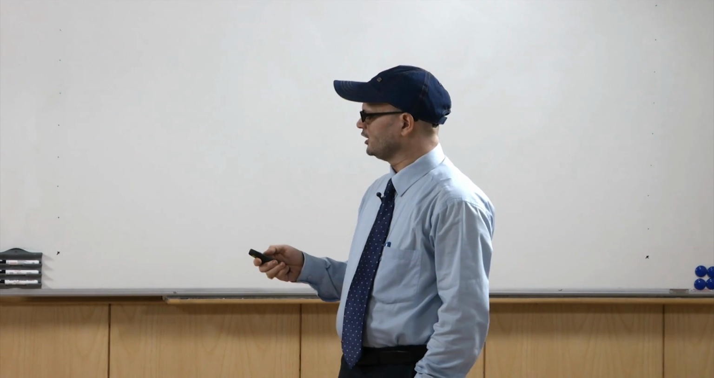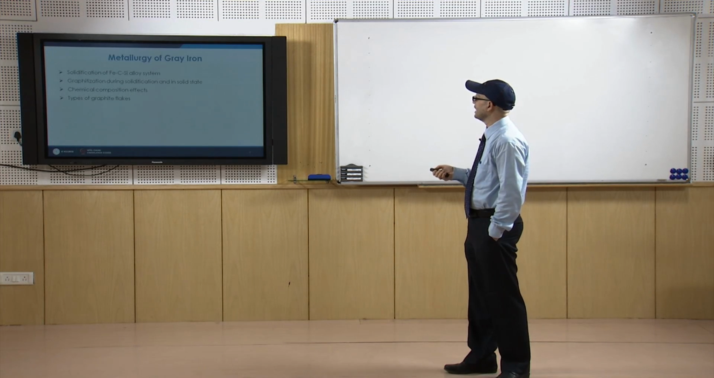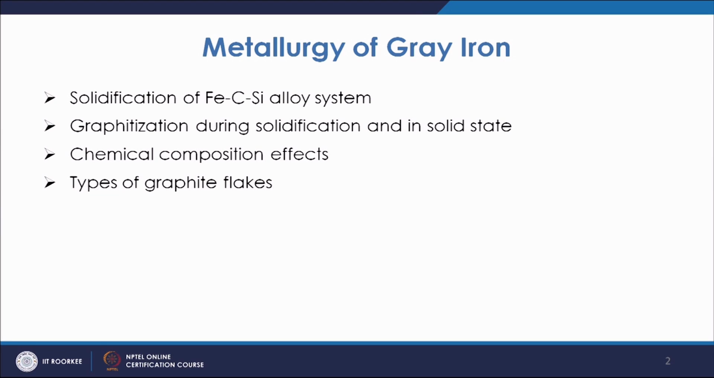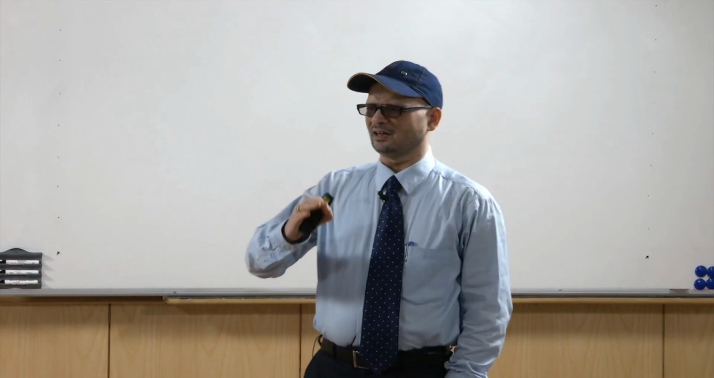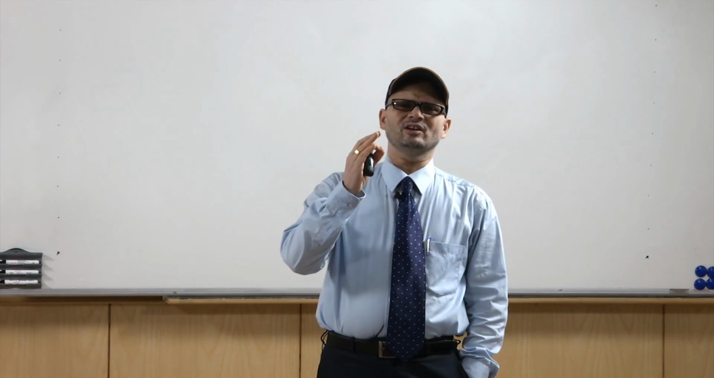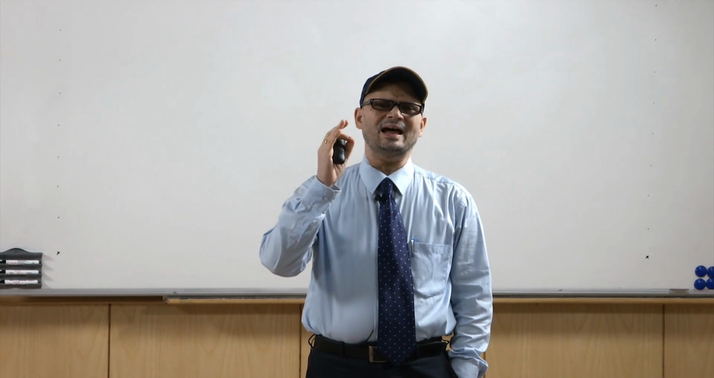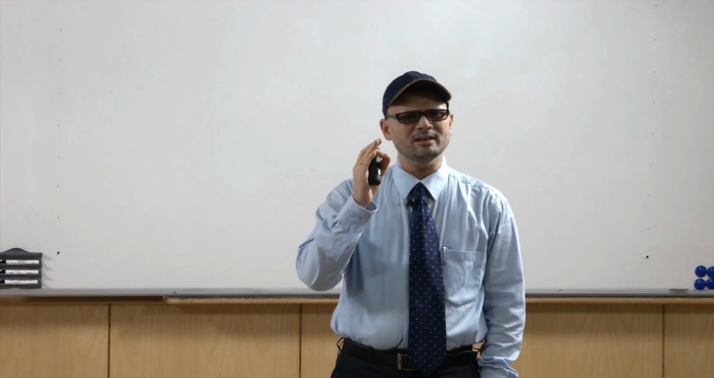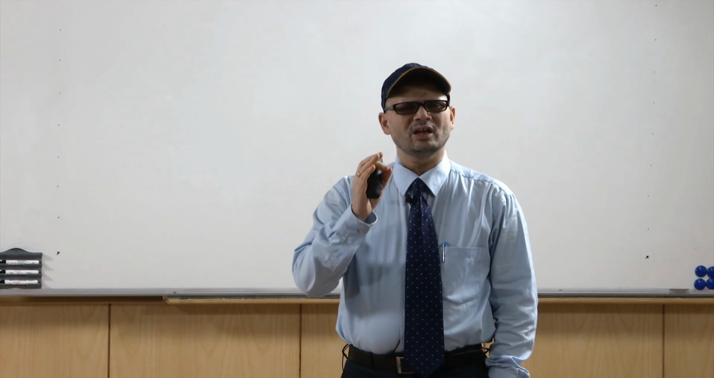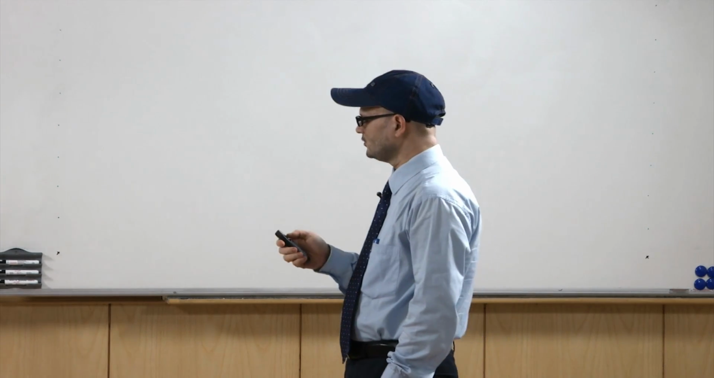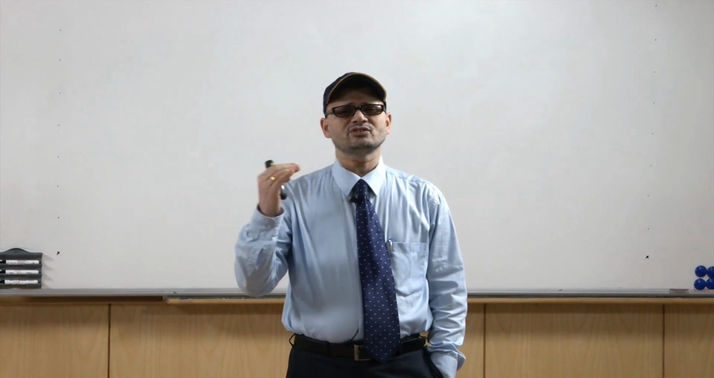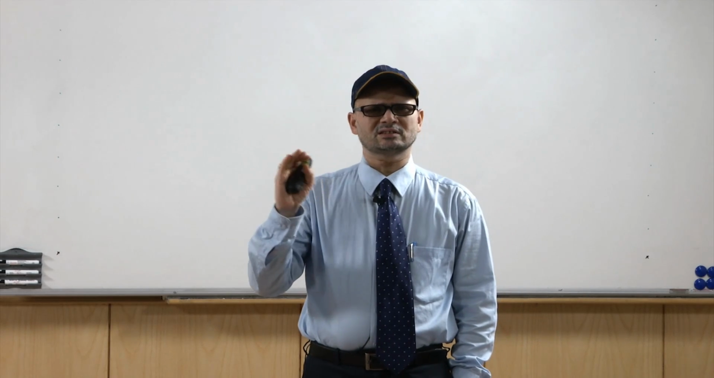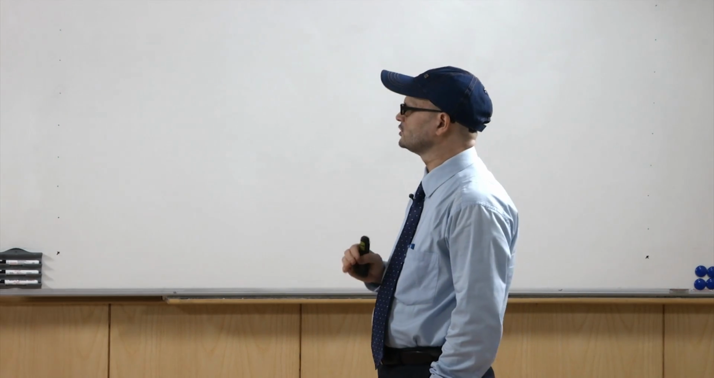So, we will discuss in brief the solidification of the iron carbon silicon alloy system, because although grey iron or cast iron is normally of iron and carbon, we have already discussed that silicon is one of the prime alloying elements which basically controls the graphitization process. So, we will discuss the iron carbon silicon alloy system, because the presence of silicon induces certain changes in the iron carbon equilibrium diagram system.